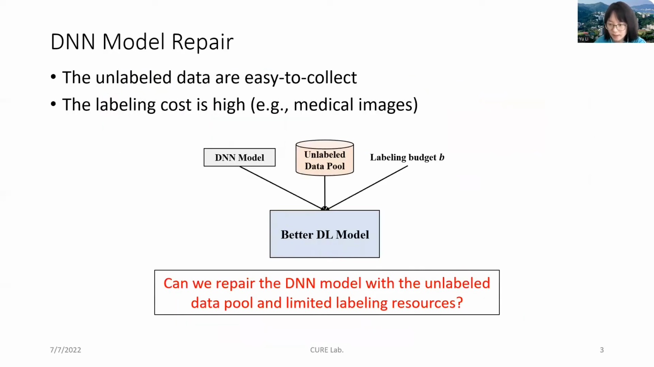In practice, the unlabeled data are often easy to collect, but the labeling cost is often high. With limited labeling resources and the unlabeled data pool, how can we efficiently repair the DNN model? This is what we are going to explore in this work.